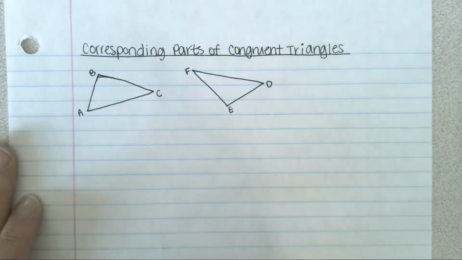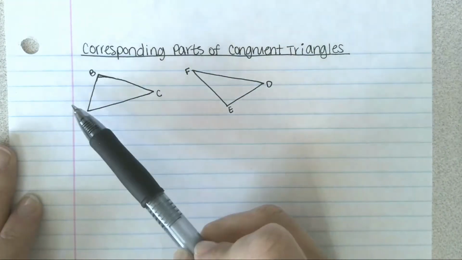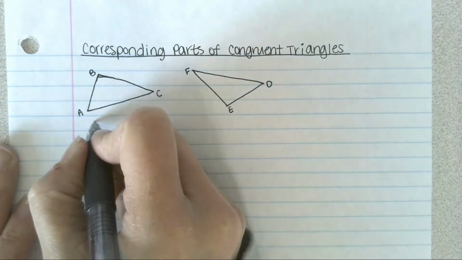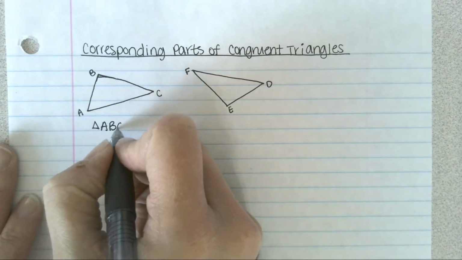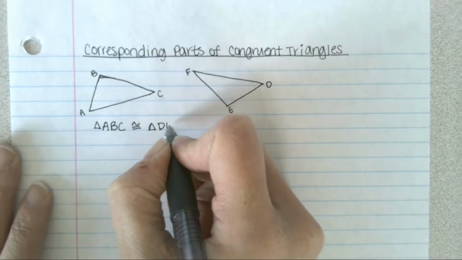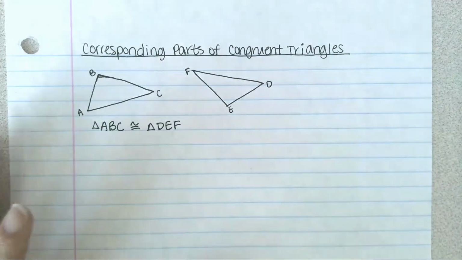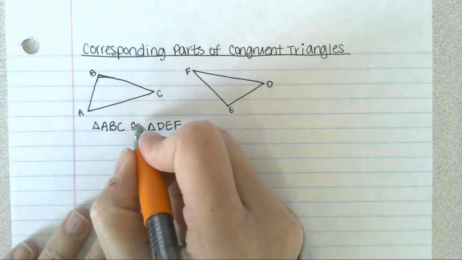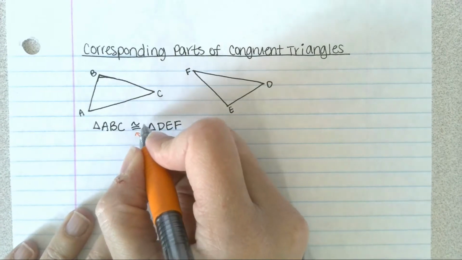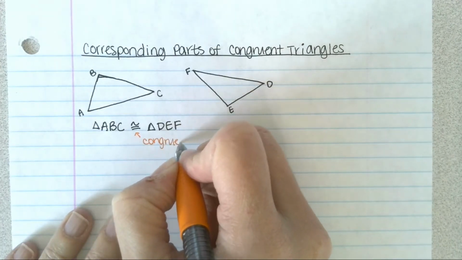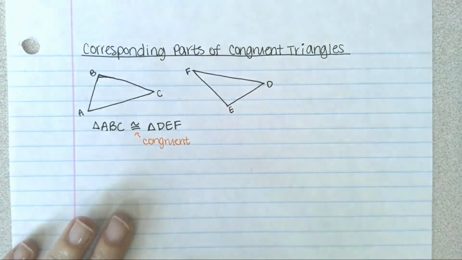So in this diagram, I've given you triangle ABC and triangle DEF, and I'm going to tell you that triangle ABC is congruent to triangle DEF. Make a quick note here, if you don't know this already, that this symbol, an equal sign with a little squiggle on top, is the symbol for congruent. And congruent means that they are exactly the same.